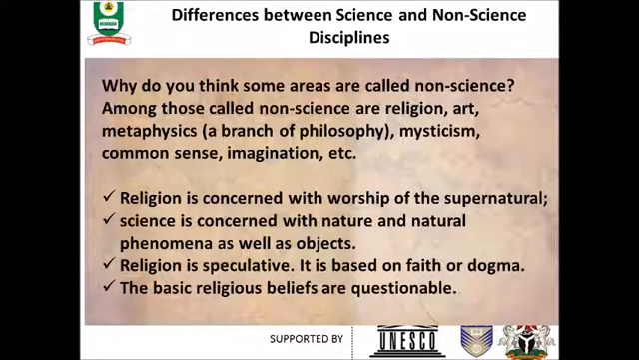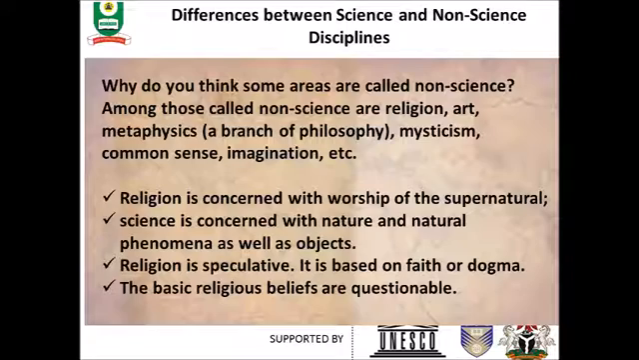Why do you think some areas are called non-science? Among those called non-science are religion, art, metaphysics, common sense, imagination, etc. Religion, for example, is concerned with worship of the supernatural. Science is therefore concerned with nature and natural phenomena as well as objects.